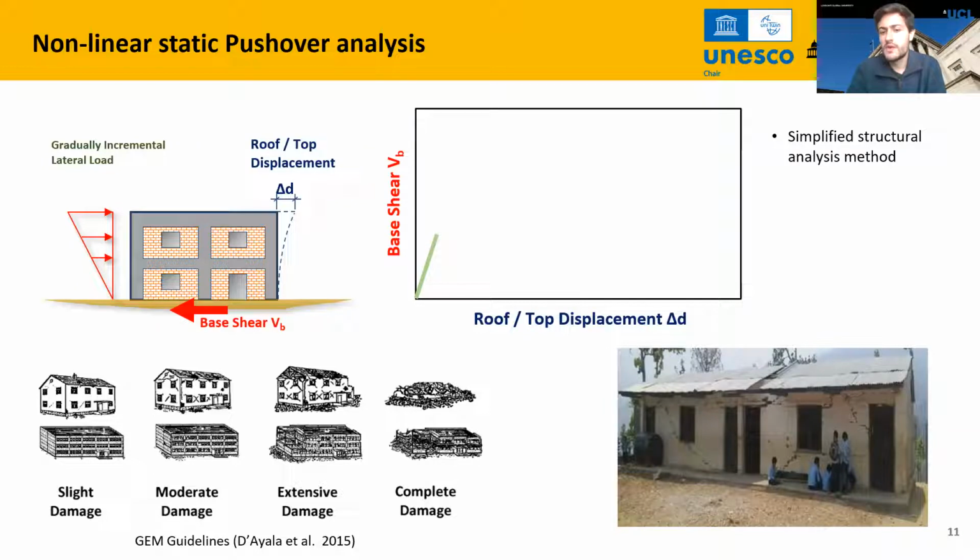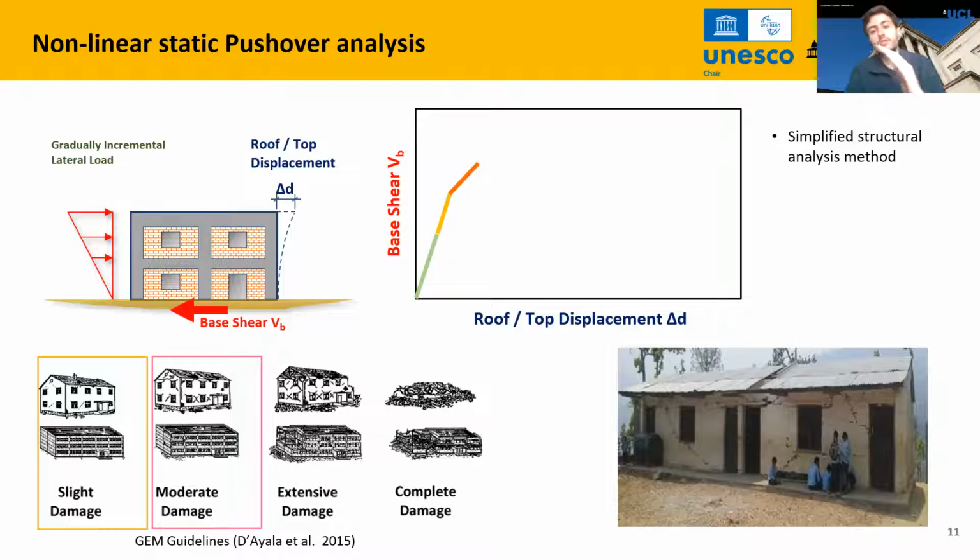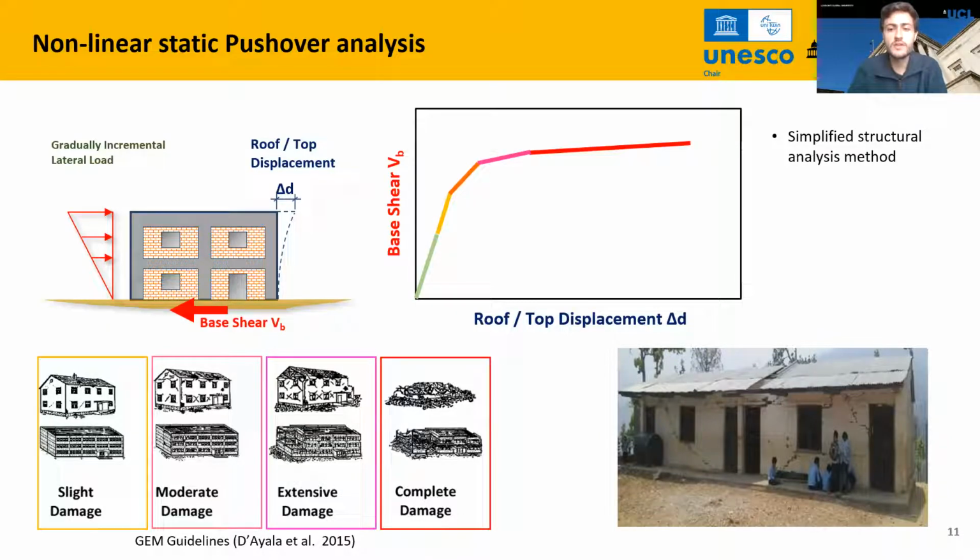And a pushover curve at the end is only a relation between the displacement of the roof and the base shear of the building. So you will have at the beginning of this pushover curve slight damage, then you will continue damaging the building. Now you can obtain, when the curve starts to bend, a moderate damage, then you can identify where the extensive damage is going, and finally the complete damage or the collapse prevention condition.